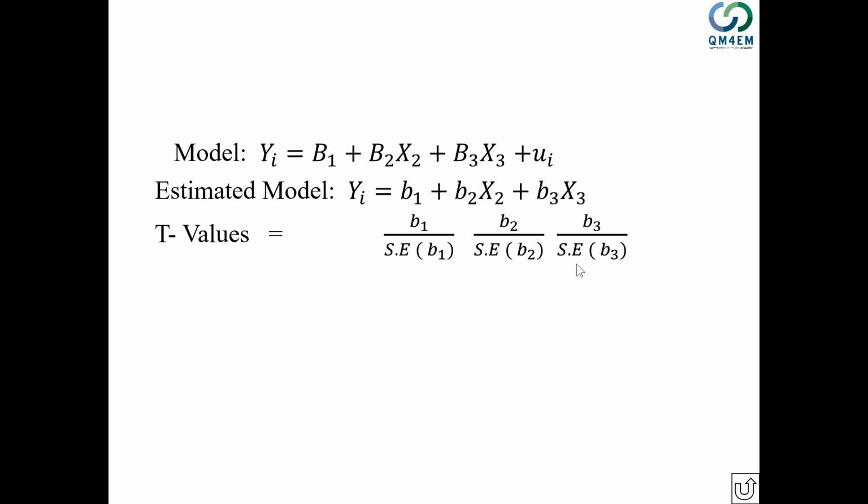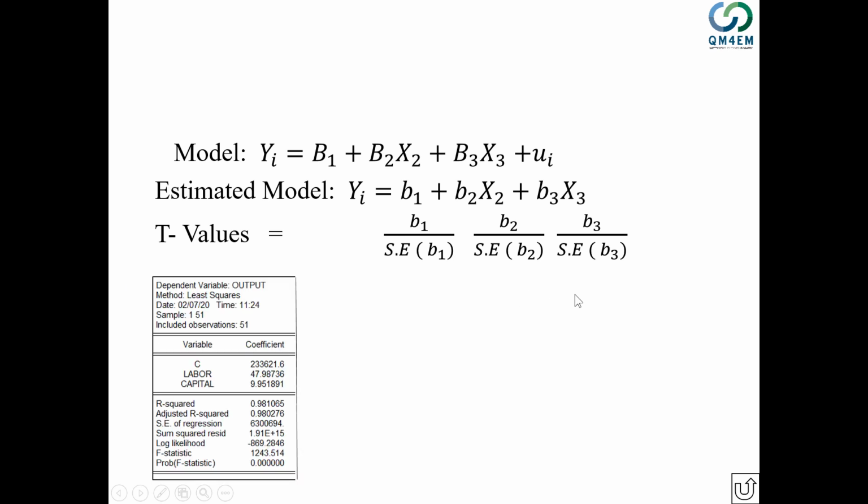I never asked you to do that manually. We do it through the software. Let me show you the output of the software. This is one of the outputs we got in our previous classes. We regressed output on the two variables, labor and capital, and we got the coefficients 233.16 for the constant, 47.98 for labor, and 9.95 for capital respectively. These are the coefficients, beta 1, beta 2, and beta 3. Now we want to calculate the t-values.